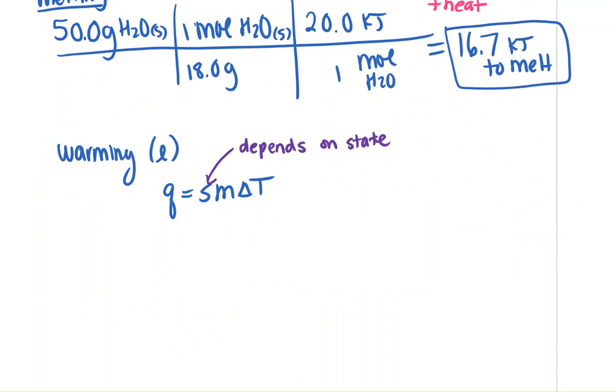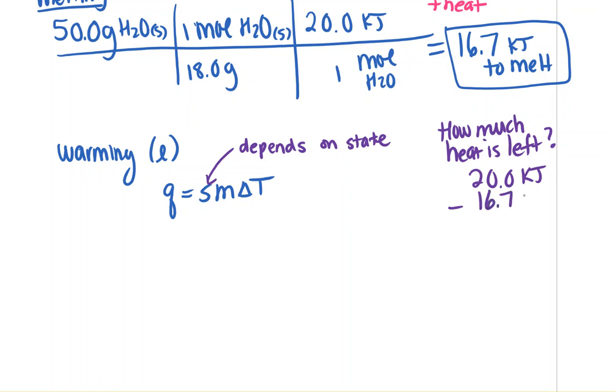So I need to know how much I have left. So I used 16.7. Let's just do a little calculation over here. I started with 20 kilojoules and I used 16.7 kilojoules to melt it. And so that leaves 3.3 kilojoules left. So now I can plug into this.